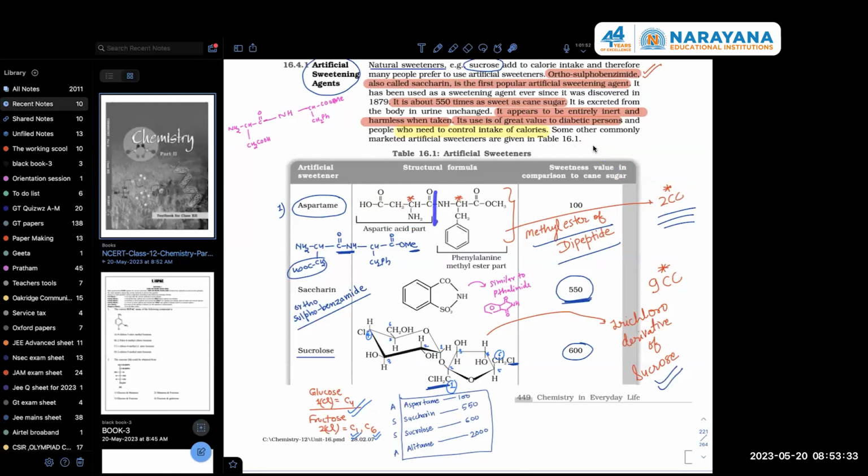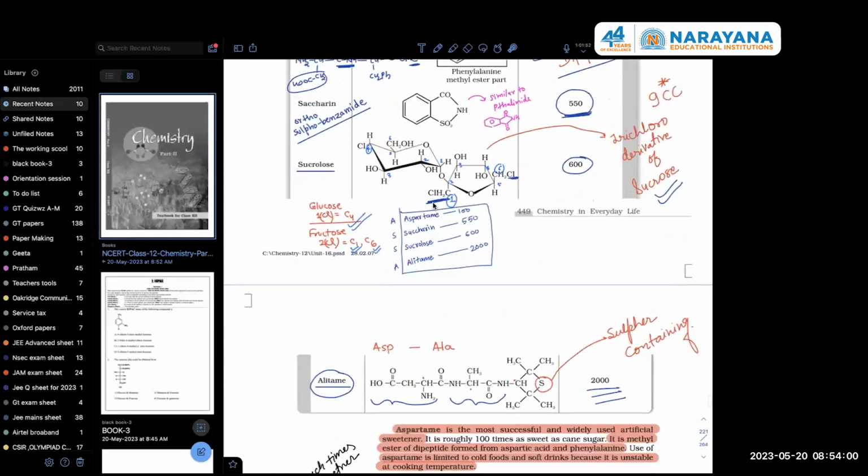Here, if you check, NH2CH if I get CH2 phenyl, this is phenylalanine. If I get NH2 here, this is also hydrolyzed, we'll get NH2, CH, COOH and CH2 phenyl. So we are getting phenylalanine. So from aspartame, we are getting aspartic acid and phenylalanine.